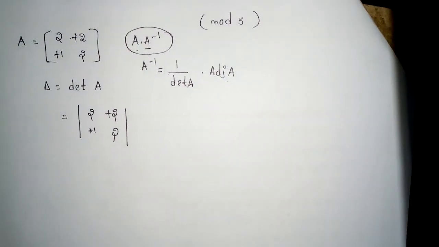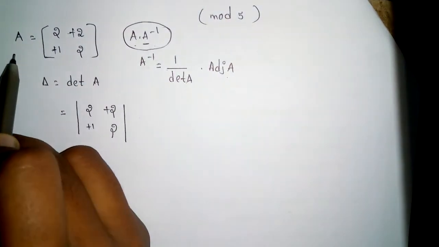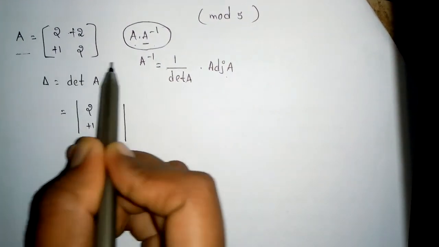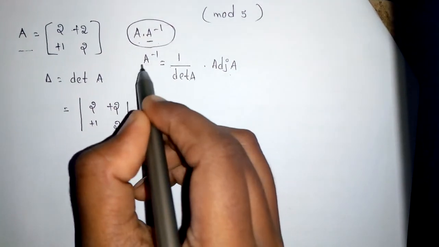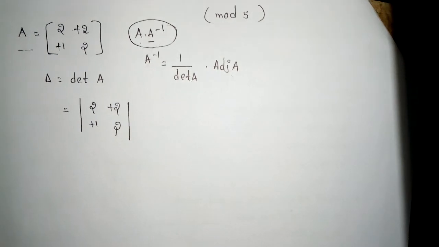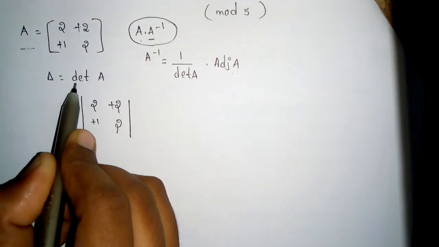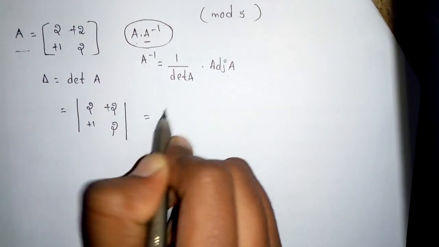What is the formula of inverse modulo? That is A into A inverse. We have this matrix, and then we have to write the formula of A inverse. A inverse is equal to 1 by det A into adjoint A. I think you all may know that. First of all, find the det A value.